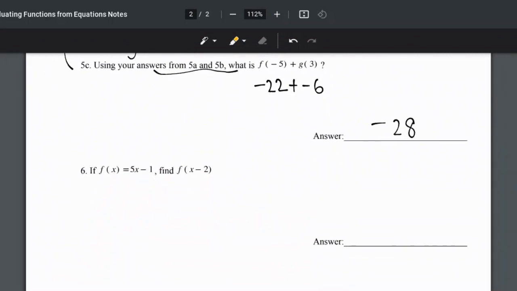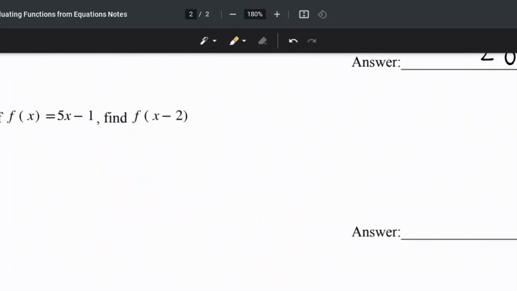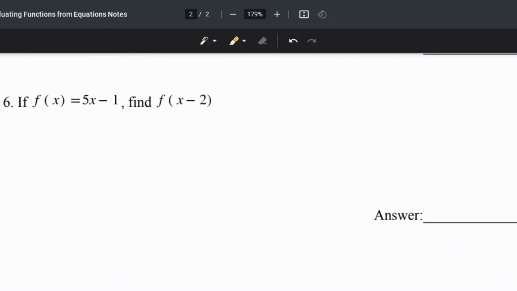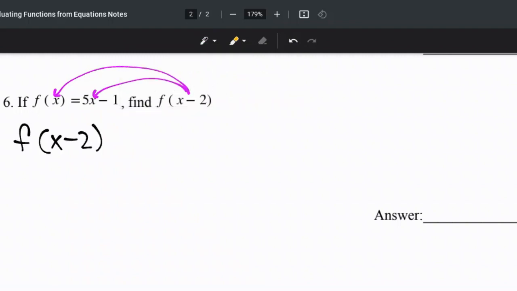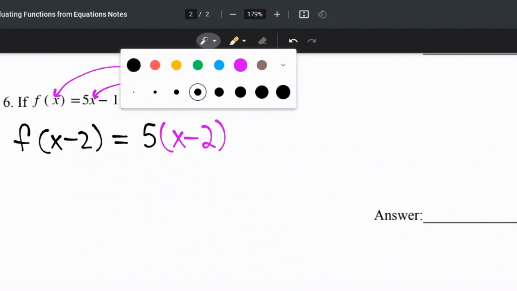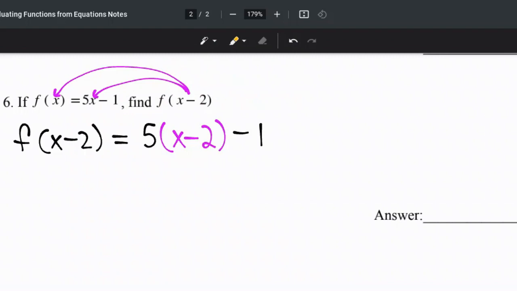Numbers 6 and 7 are similar to the one that we did on the front, where this time we aren't just substituting a number in for x in the function, but we're substituting this entire expression, x minus 2, in for x. So it says if f of x equals 5x minus 1, find f of x minus 2. So wherever we see an x in the original function, we're going to substitute in x minus 2, and when we do that, we're going to put parentheses around it. So f of x minus 2 equals 5, and for that x also, we're putting in x minus 2, and then we still have minus 1 there.